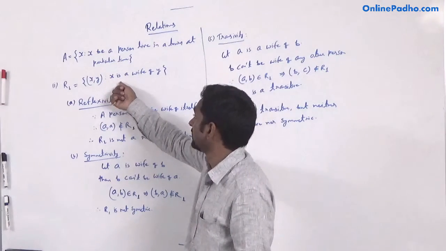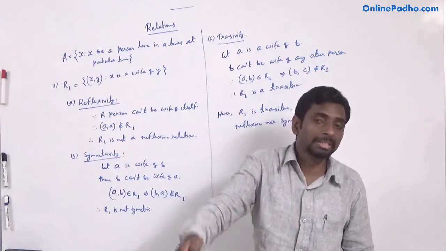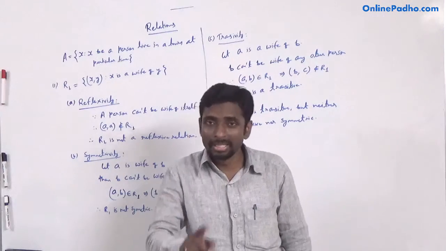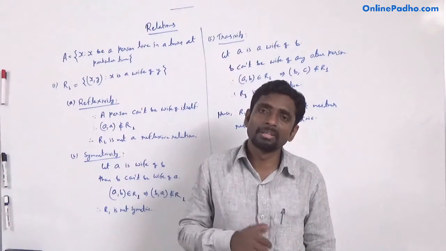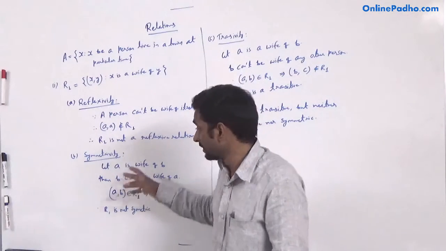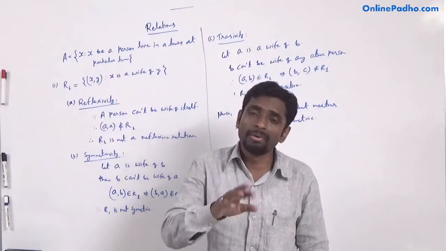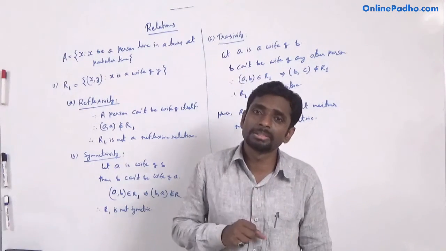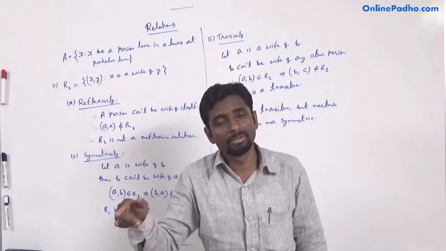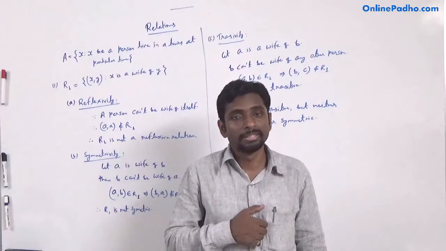(X, Y) such that X and Y work at the same place. So X and X work at the same place. Yes, we can consider this a reflexive relation. We can say that it is symmetric also, because if X and Y work at the same place, then Y and X also work at the same place. So it is a symmetric relation in that case.